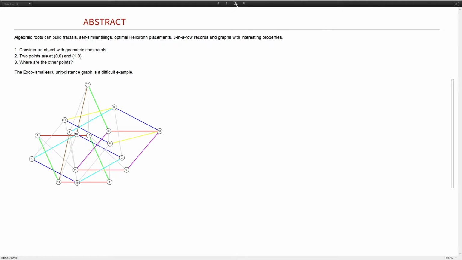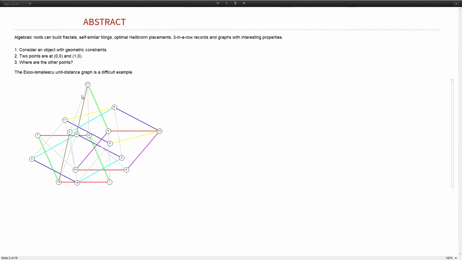So the basic idea is you have some points, and you move one of them to the origin, 0, 0. You move another to 1, 0. And then you try to figure out where the other points are, and if there's any nice pattern you can find with them.